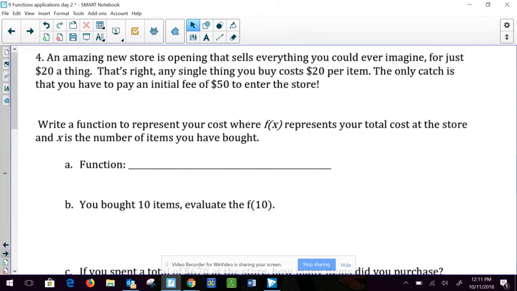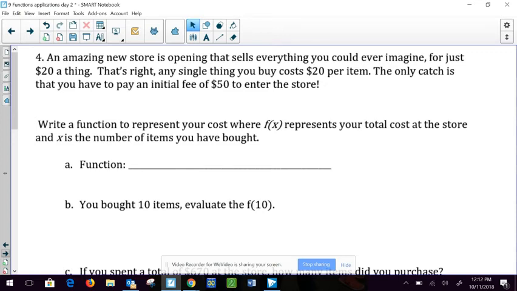So if we look at number 4 on the back side of your notes, it's talking about an amazing new store that's opening, and it sells everything you could ever imagine for just $20 for whatever it is that you buy. So $20 an item. That's right, any single item that you buy is $20. The only catch is you have to pay an initial fee of $50 as soon as you go into that store.